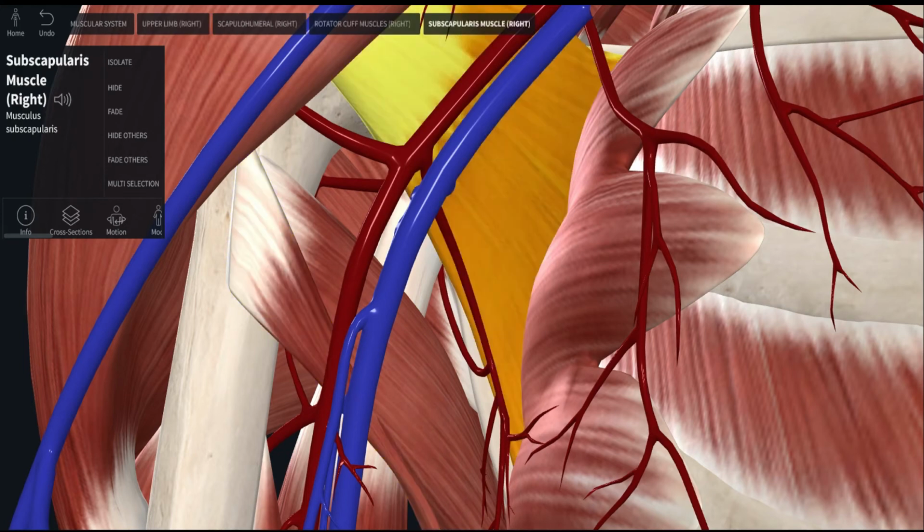The lower part of the subscapularis, in the upper section of the third part of the axillary artery, will be related posteriorly, and these two muscles will also be related posteriorly to the third part. Okay.